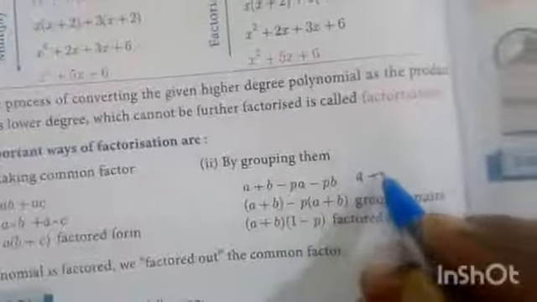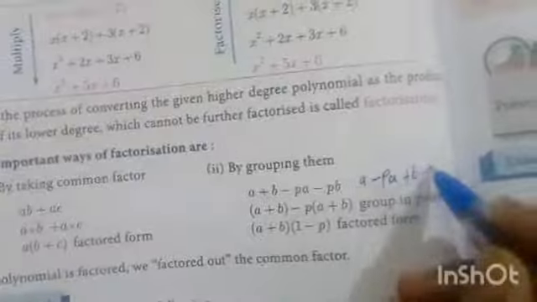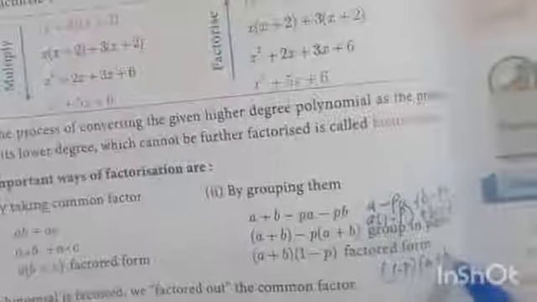So you have to write it neatly: A minus PA plus B minus PB. Take A outside: A into 1 minus P. Now take P outside: that is 1 minus P. Now consider what is common in these two: 1 minus P is common. What is remaining? A plus B. This is the factorized form.